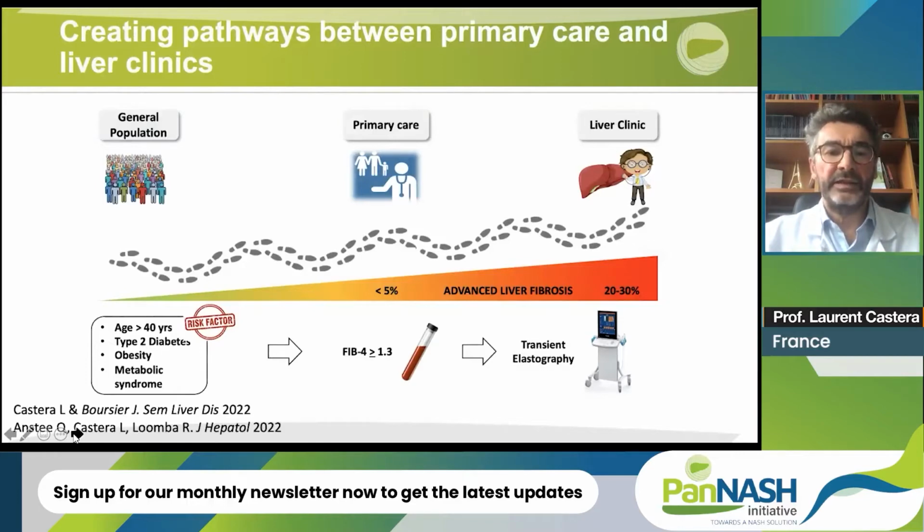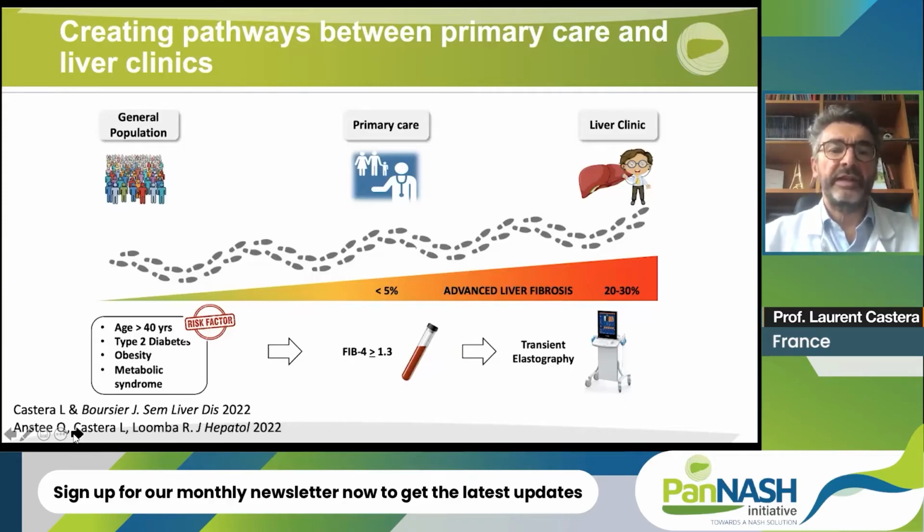And in the general population, of course, the risk factors for NAFLD are well known, apart from type 2 diabetes: age above 40 years, obesity, and more generally, features of the metabolic syndrome. Most of these patients are seen in primary care, where the prevalence of advanced fibrosis is much lower than in the liver clinic, below 5%, probably around 2 to 3%.